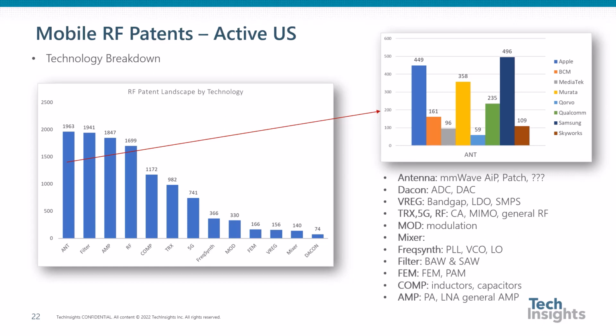The comp or components candle relates to the RF components such as inductors and capacitors. Frequency synthesizer category would contain phase lock loop, VCO, phase detectors, and other elements of clock generation. The front-end module section, which was surprisingly small, would contain all the varieties of front-end and power amp modules. And lastly, we have a mixer section and data converter section.